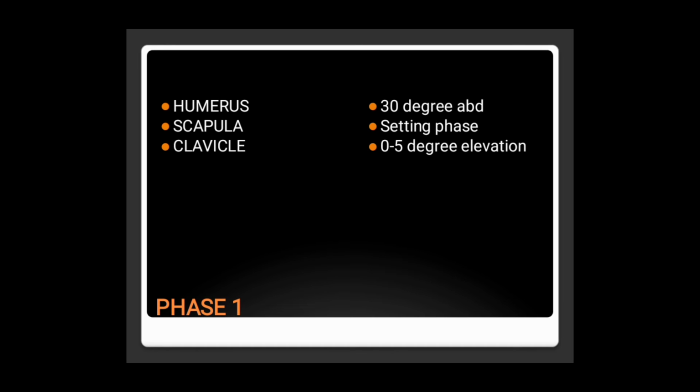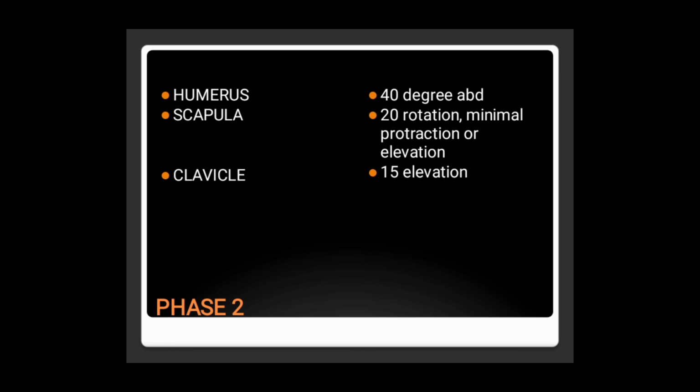In phase 1, at the humerus there is 30 degrees of abduction, at the scapula there is the setting phase, and at the clavicle there is 0 to 5 degrees of elevation. In phase 2, at the humerus there is 40 degrees of abduction, at the scapula 20 degrees of rotation with minimal protraction or elevation, and at the clavicle 15 degrees of elevation.